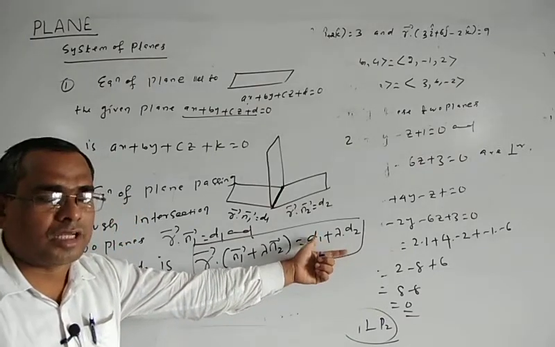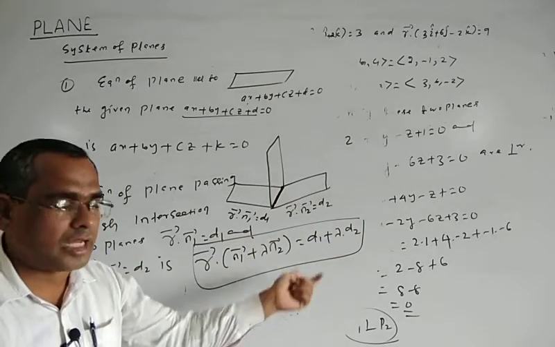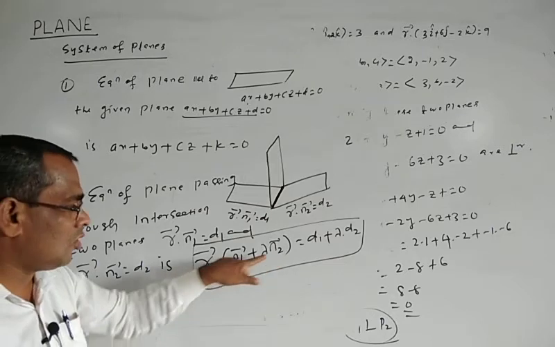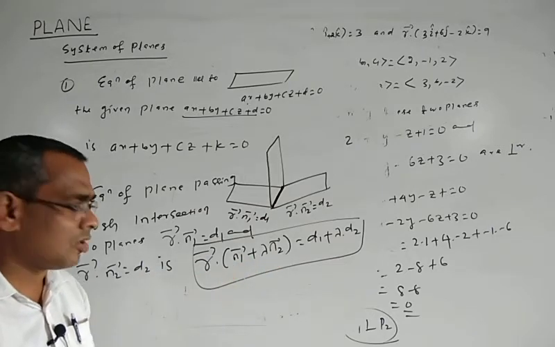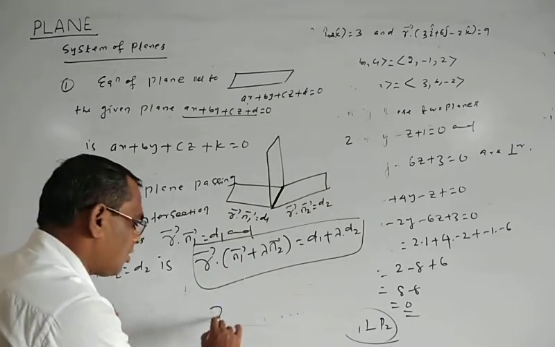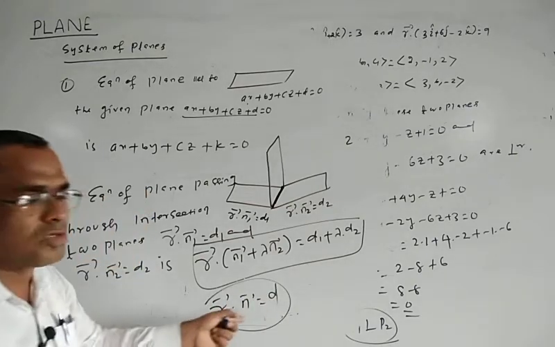D1 and D2 are scalars, so D1 plus lambda into D2 is another scalar. N1 vector plus lambda into N2 vector is a vector, since the addition of two vectors is again a vector. So this equation is of the form r vector dot N vector is equal to D, and clearly this equation represents a plane.